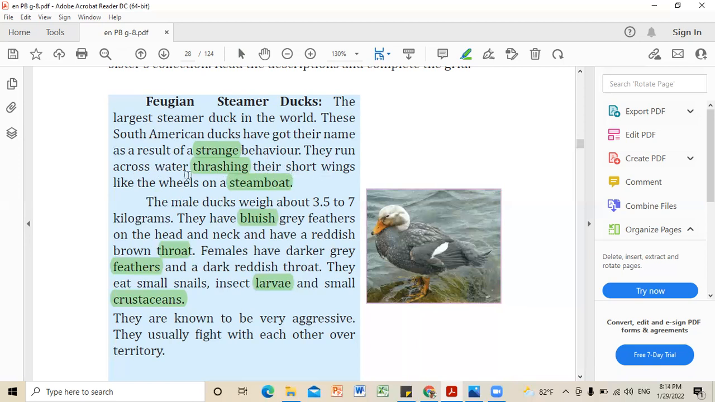short wings like the wheels on a steamboat.